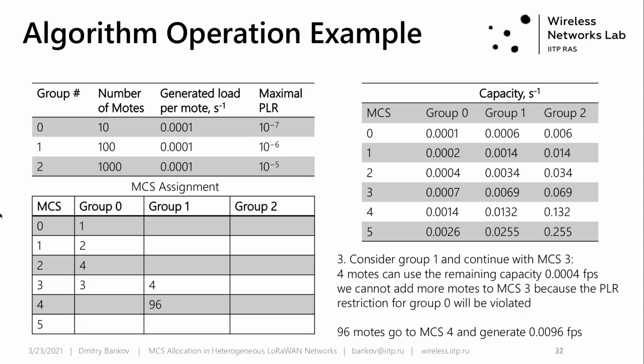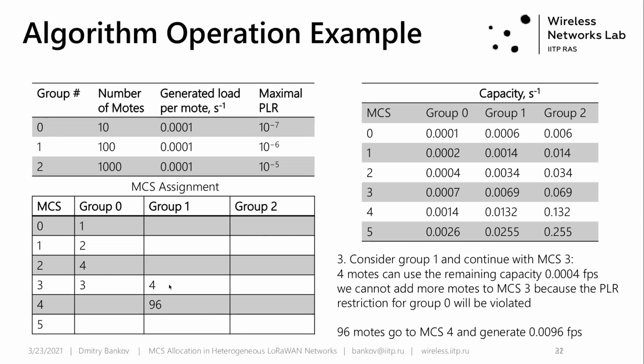At group 1, we ended at MCS3, so we continue at this MCS. So for group 0, we have a capacity equal to 0.0007 frames per second. This is the capacity at MCS3 for group 0. So the 3 nodes which have been assigned to this MCS generate 0.003 frames per second. We can add some nodes from group 1. For example, if we add 4 nodes from group 1, in total they will generate 0.007 frames per second. But if we try to add 1 more node from group 1 to MCS3, we will exceed the capacity for the nodes from group 0. So we cannot add any more nodes from group 1 to this MCS.